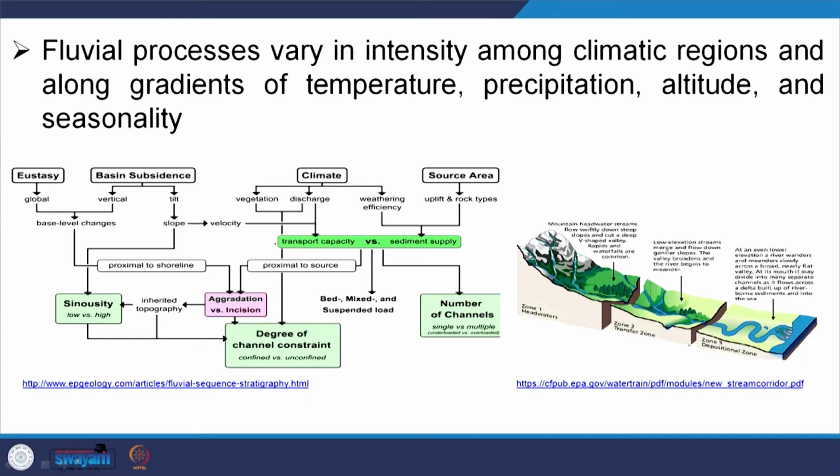Fluvial processes vary in intensity among climatic regions and along gradients of temperature, precipitation, altitude and seasonality. This is important. Temperature, we have discussed. Precipitation: more precipitation, more water will be added to the system. Altitude: whether it is glacier fed, plain fed, or mountain fed, it depends on which part it reaches and what the source of water for the river is. And seasonality: there will be seasonal rivers, that means ephemeral streams, which get water during the rainy seasons.